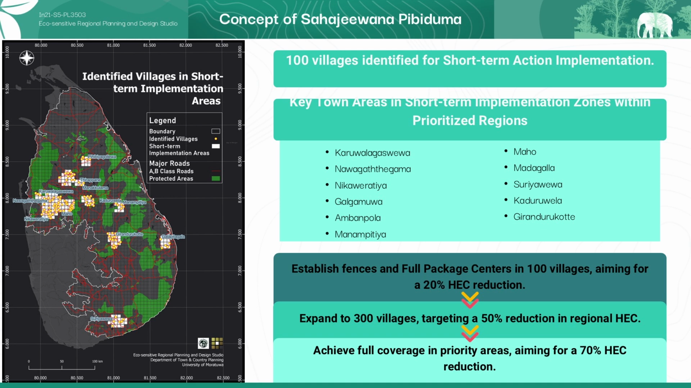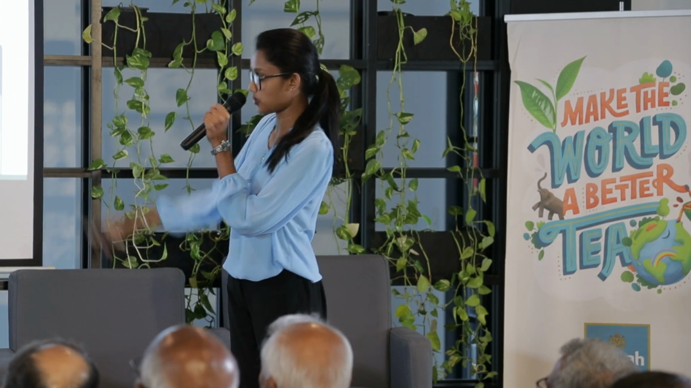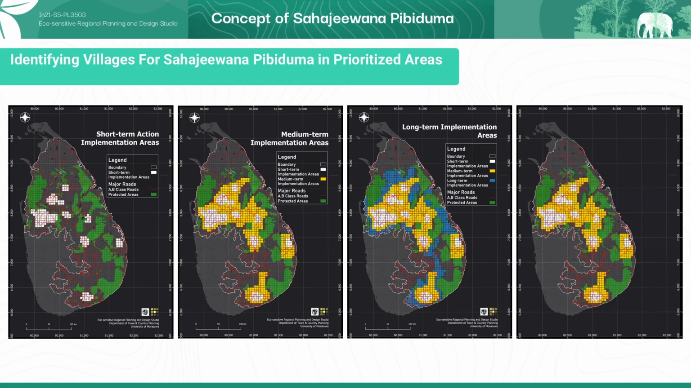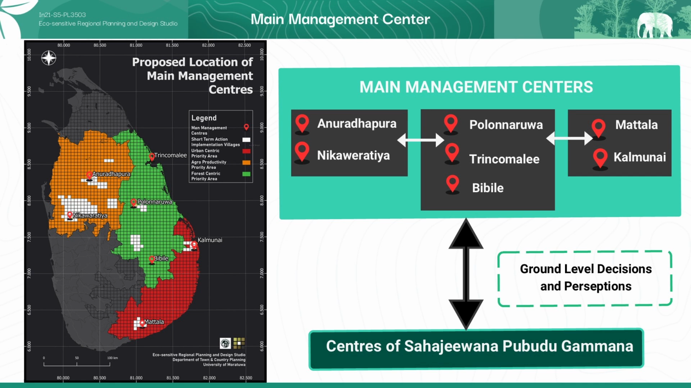So, the Sahajivana Pibuduma program will be implemented in 3 stages. We identified the 100 most critical villages in the high-intensive development zone as Sahajivana Pubudu Gammana for the first phase under 3 stages, as you can see on the map with yellow spots. The short, medium and long term implementation is aligned with the HEC density zone. We hope to achieve full coverage by 2050 according to the mushroom effect.